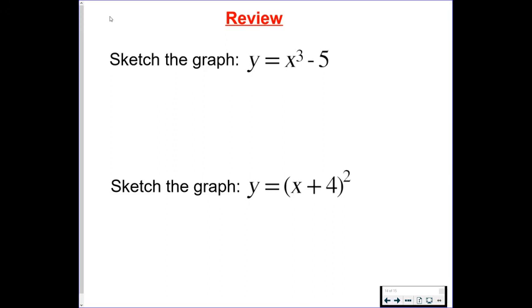To review what we've done today, if I ask you to sketch a graph and all I give you is the equation, without using a graphing calculator, we need to know the parent function. Well, it's cubic because of the cube, so we know that looks like this. And the -5 tells me to go down 5 units. So how I'm going to sketch it? I know it starts at 0, 0, but I'm going to go down 5 units. 1, 2, 3, 4, 5. And that's what my graph looks like.